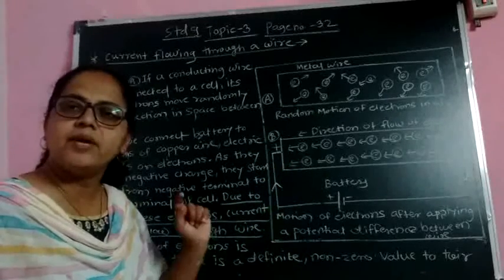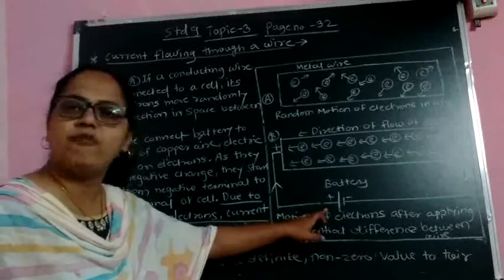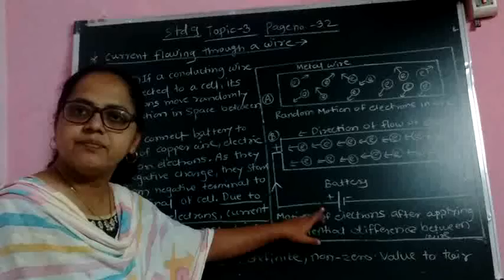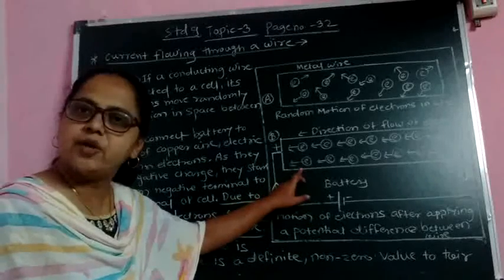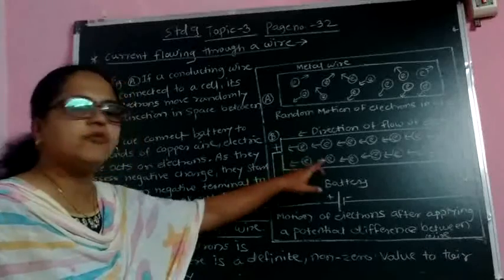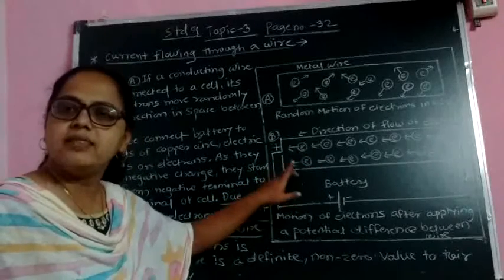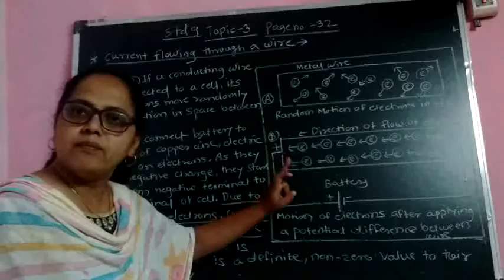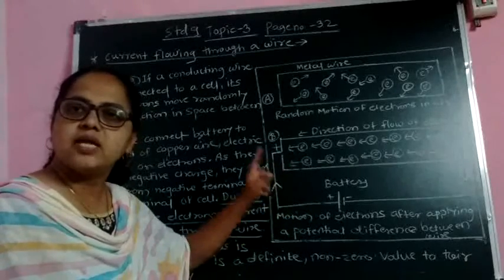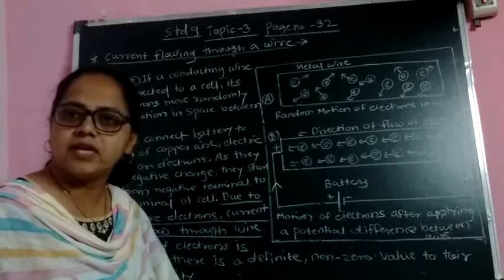They move in a particular direction because of the electric force created by the battery. So you can see in the diagram they are moving in a particular direction, and because of this movement of free electrons in a particular direction, there is a flow of current inside the copper wire.